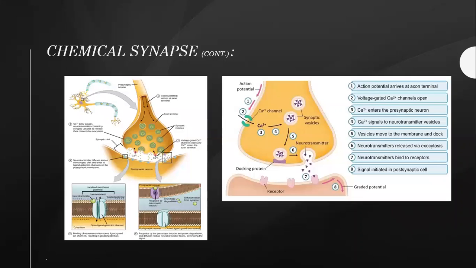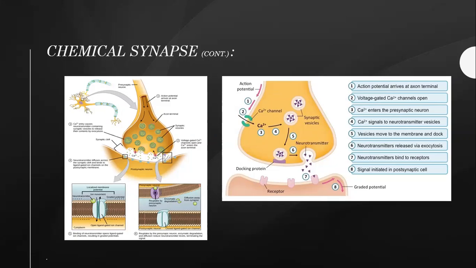Here we will see the mechanism of how chemical synapse takes place. So as we see here, it is mentioned as steps, and when the action potential arrives at the axon terminal, voltage gated calcium channels open. Once the calcium channels are open, calcium influx occurs where calcium ions enter the presynaptic neurons.